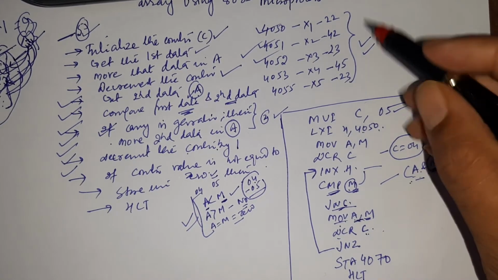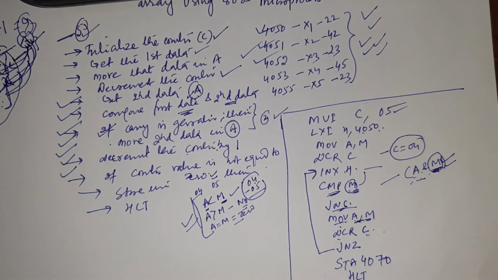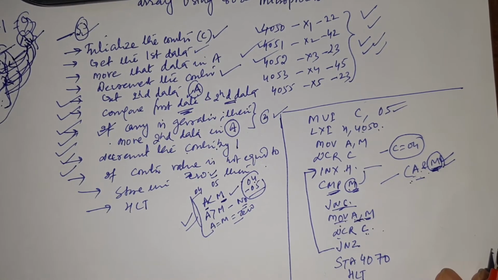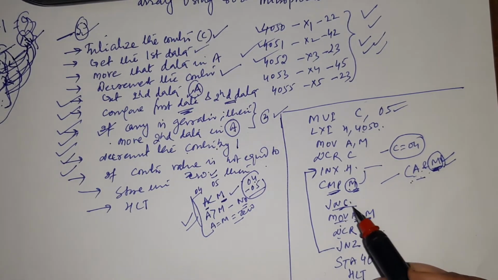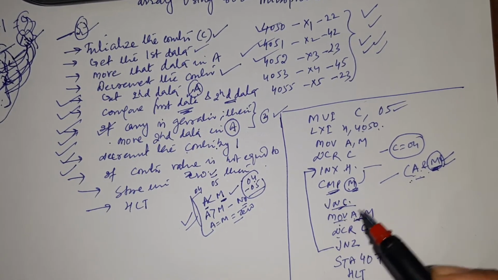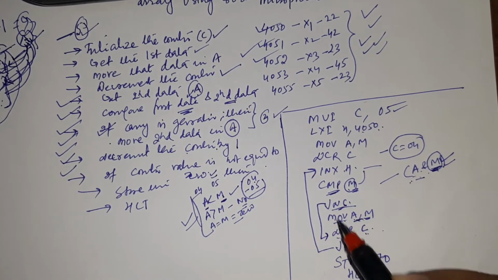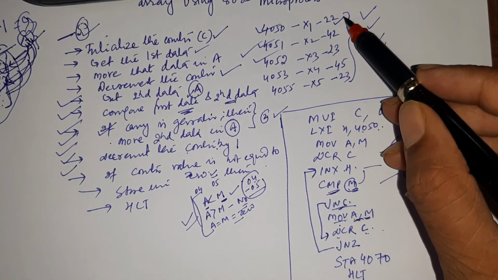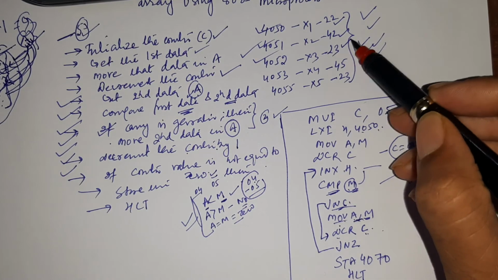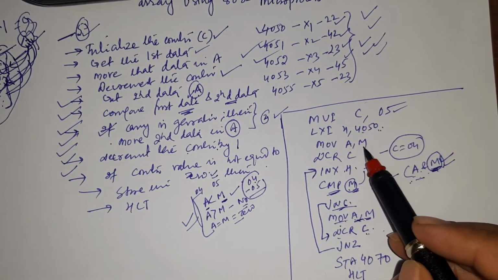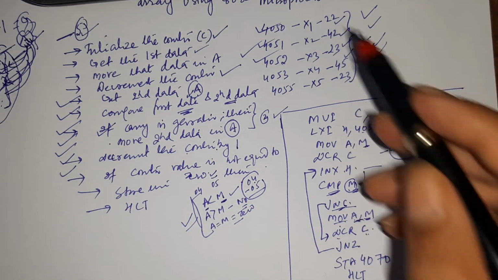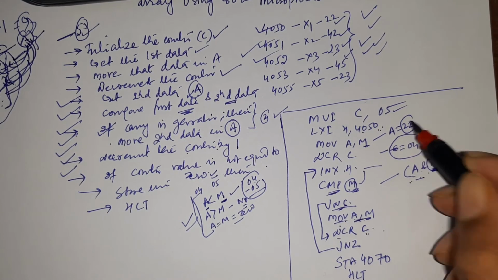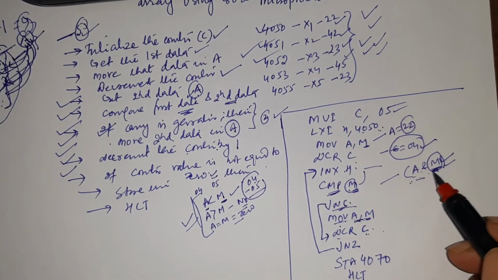Now let me discuss by taking this example so you can easily understand how this is going to work. Here this will jump here. Let me explain. Now you have to consider this number. Firstly, M means 22, so after this the value of A is 22, and the C value will be 04.